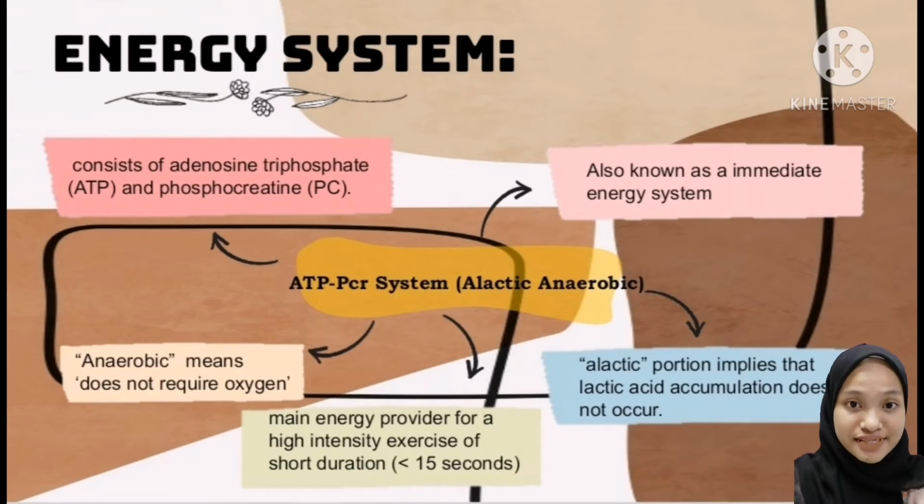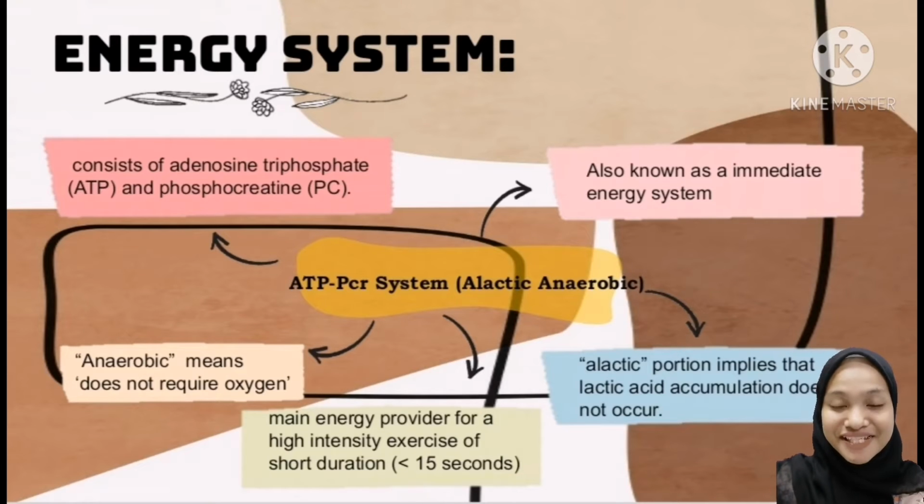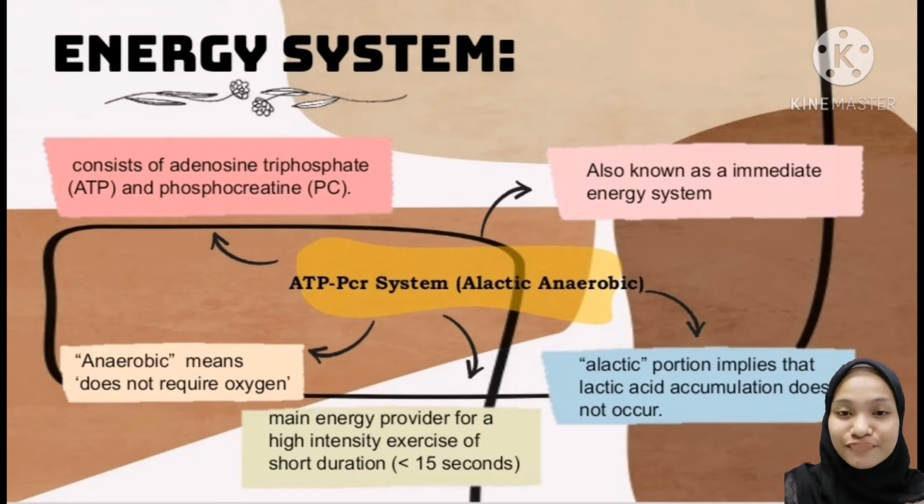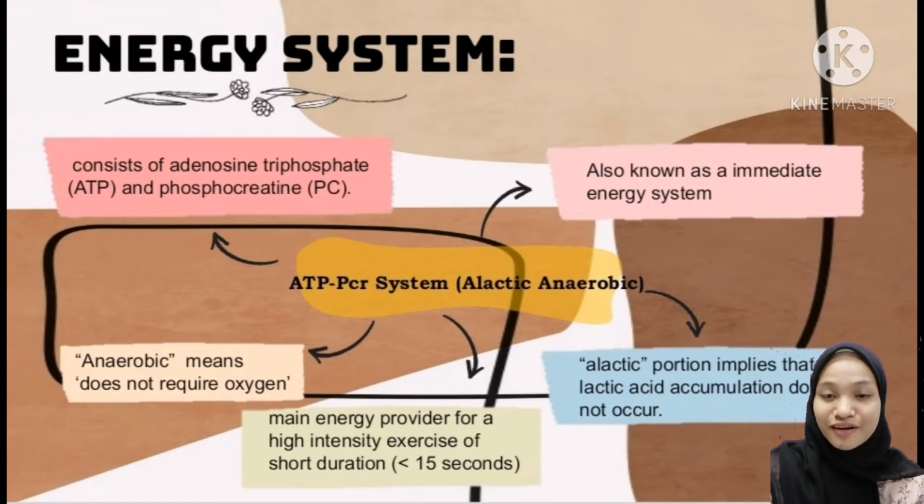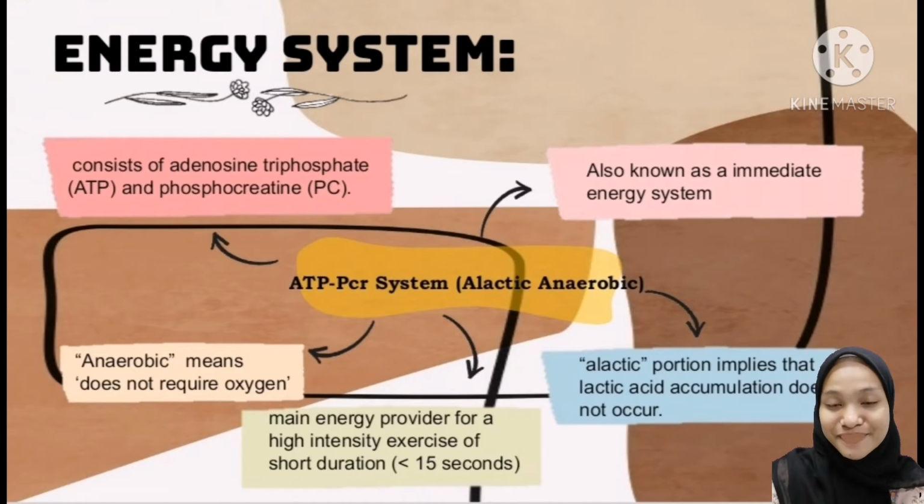It is called the fastest or immediate energy system because the production of ATP occurs within 3 to 15 seconds. The next thing you need to know is the meaning of lactic anaerobic. Lactic means there is no production of lactic acid in this energy system, while anaerobic means there is no requirement of oxygen. Because there is no requirement of oxygen, this energy system is provided for short duration exercise and in high intensity.